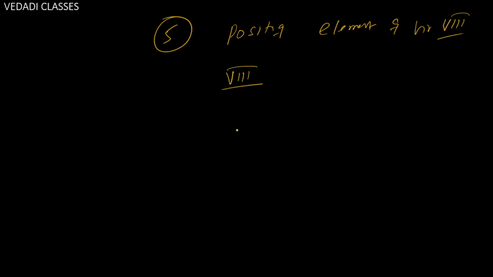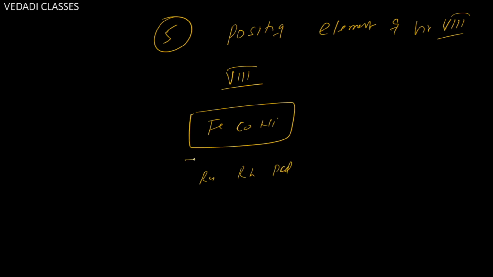Like iron, cobalt and nickel. They have been classified in a single block. How can this be possible? In a single block there are 3 elements. Like ruthenium, rhodium, palladium, they have been classified in the same block. So it is not possible that one block has 3 elements. So this is the contradiction.